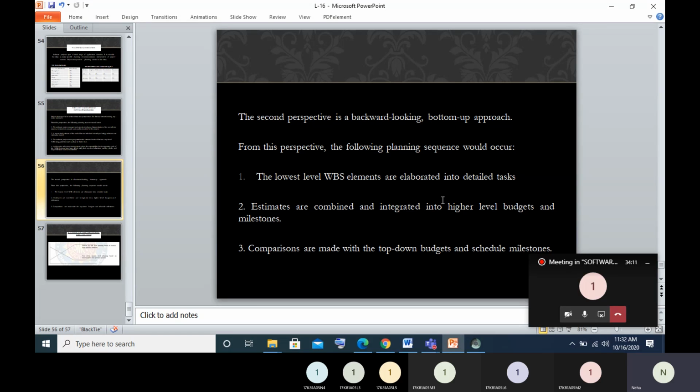Then estimates are to be combined and integrated into higher level budgets and milestones. That means you are combining the lower level things into the upper level, like happens in tree structures. Then comparisons are to be made with the top-down budgets and schedule milestones. Differences are to be checked and reviewed, and adjustments made in order to converge on an agreement between the top-down and bottom-up estimates. You have to cross-check, compare, find the differences between both, and then proceed accordingly.